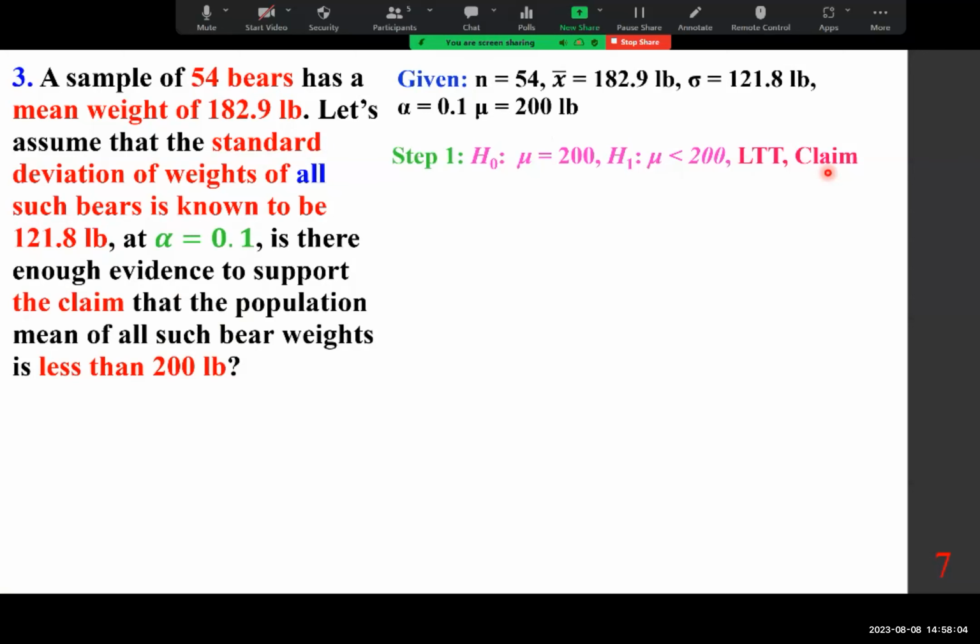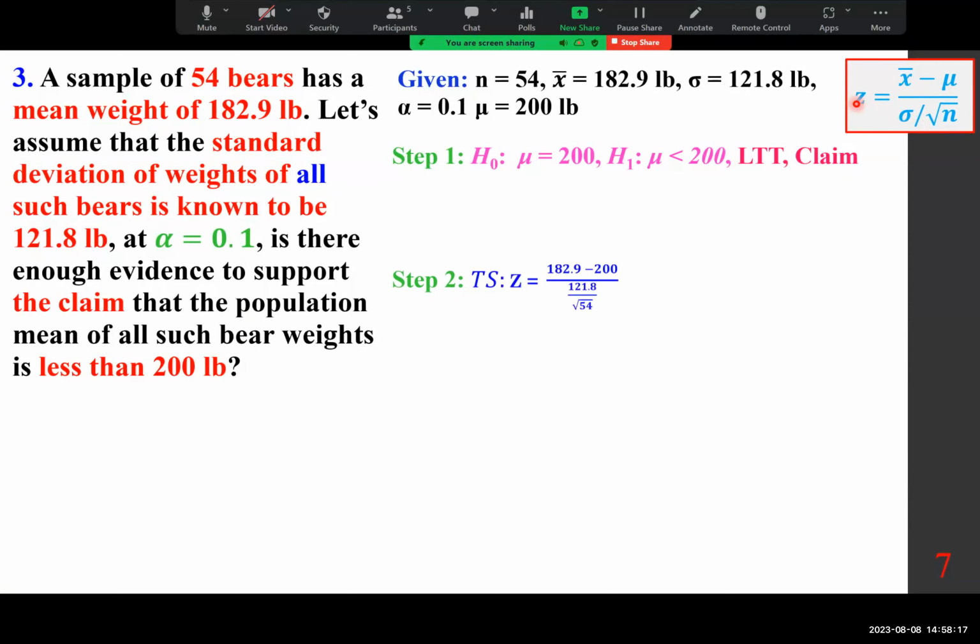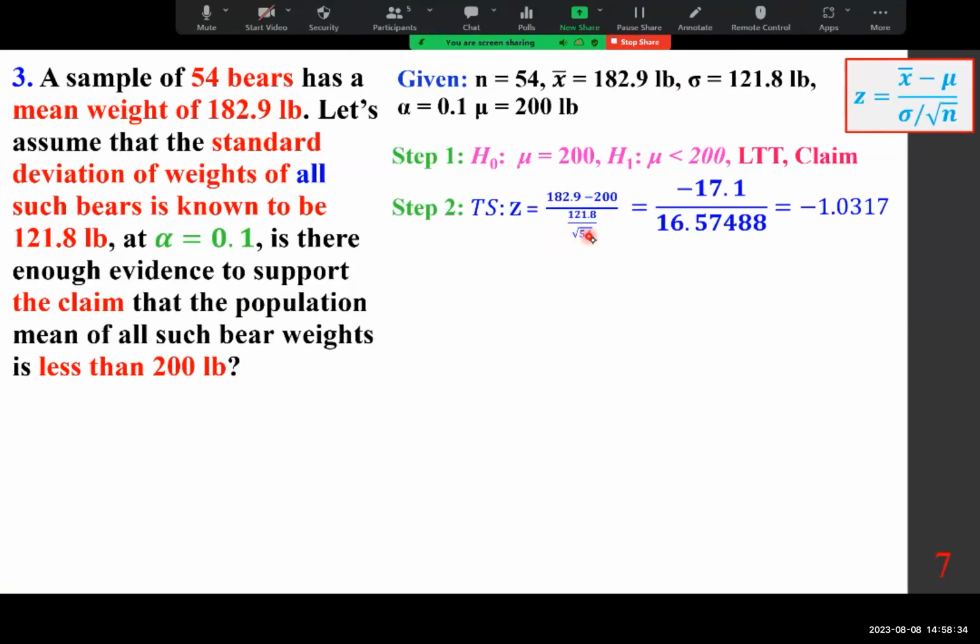The next thing is to calculate the test statistic. So what is the test statistic? Z equals x bar minus mu over sigma over square root of n. Sigma is known, we use the z. So plug in. That's why you write the given. So when you want to plug in here, you have absolutely no problem. X bar is 182.9 minus mu is 200 over sigma is 121.8 over the square root of n, which is 54. You do the math and you end up with negative 1.0317.